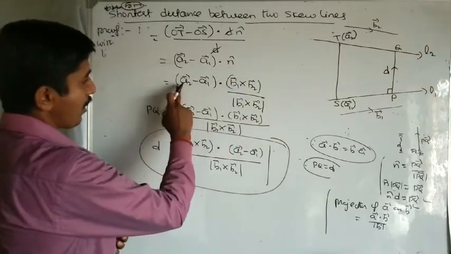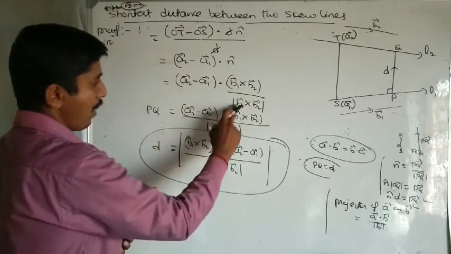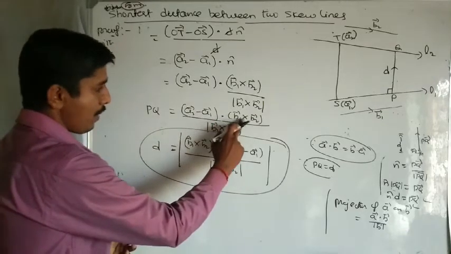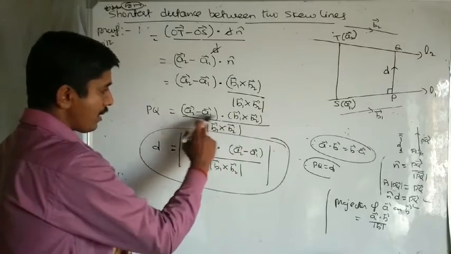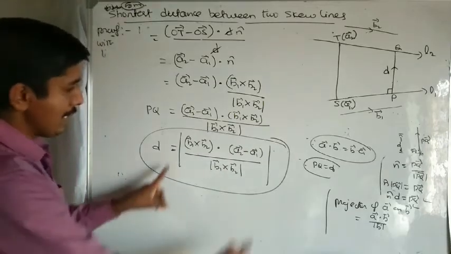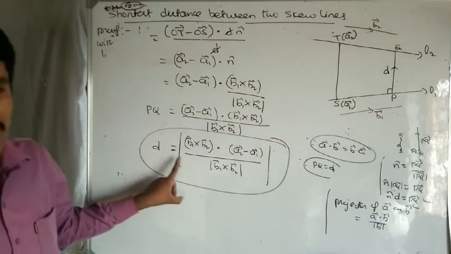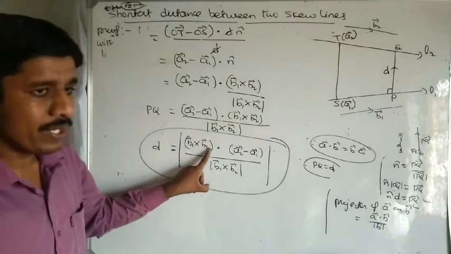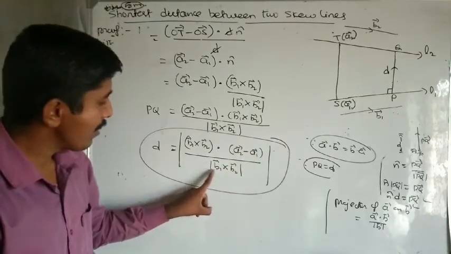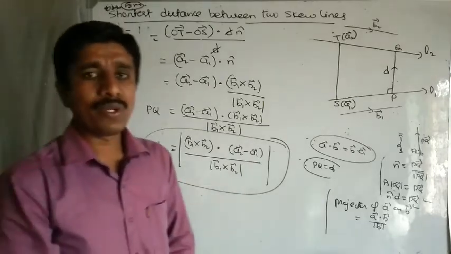So the dot product is commutative. A2 minus A1 dot B1 cross B2 divided by the magnitude of vector B1 cross vector B2. Since the dot product is commutative, we can write B1 cross B2 dot A2 minus A1, divided by the magnitude of vector B1 cross vector B2. Distance is always positive, therefore take the modulus. The formula: D equal to vector B1 cross vector B2 dot vector A2 minus vector A1 divided by the magnitude of vector B1 cross vector B2. This is the shortest distance between two lines.